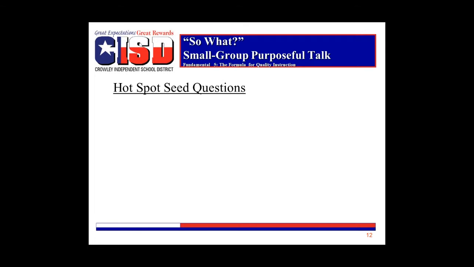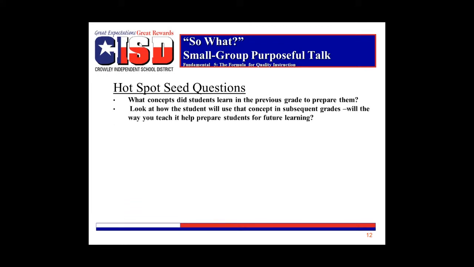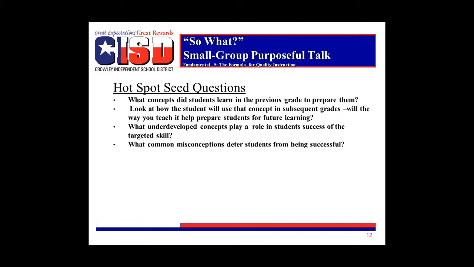The questions for discussion are: What concepts did students learn in the previous grade to prepare them? Look at how the student will use that concept in subsequent grades. Will the way you teach it help prepare students for future learning? What underdeveloped concepts play a role in students' success of the targeted skill? What common misconceptions deter students from being successful?